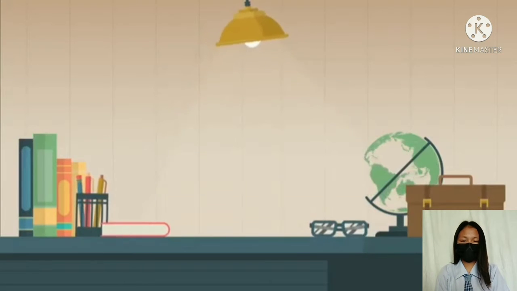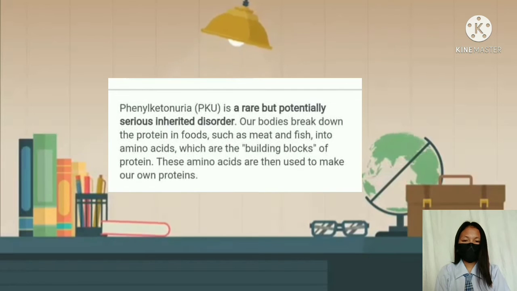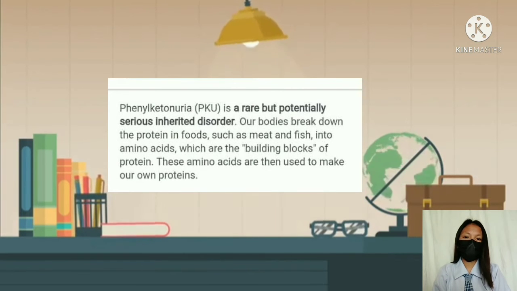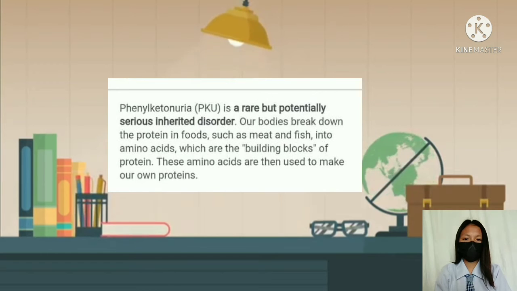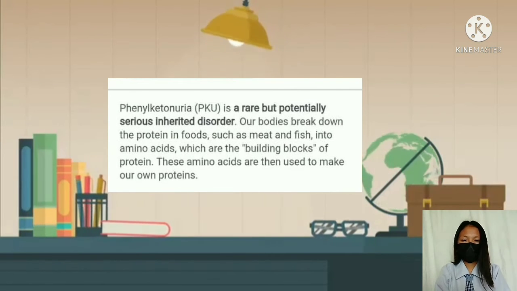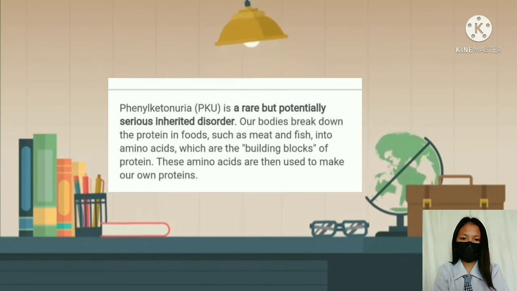The third is phenylketonuria or PKU. It is a rare but potentially serious inherited disorder. Our bodies break down the protein in foods such as meat and fish into amino acids, which are the building blocks of protein. These amino acids are then used to make our own proteins.